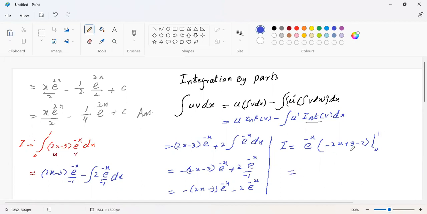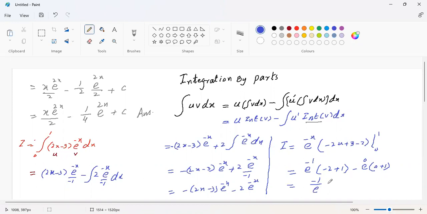So first of all, put 1 here, e to the power minus 1, and what is this? This is minus 2 plus 1, because I also put x equals 1 here, and then minus e raised to the power minus 0 into, putting 0 here plus 1, it will be 0, plus, and therefore it is negative 1 by e.